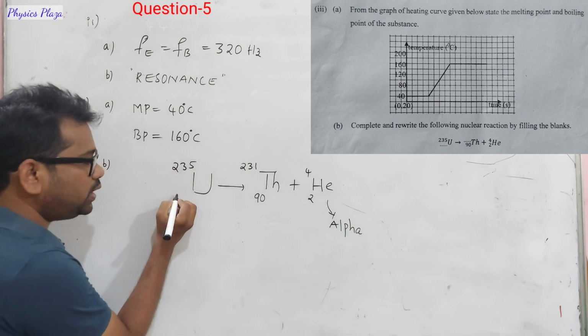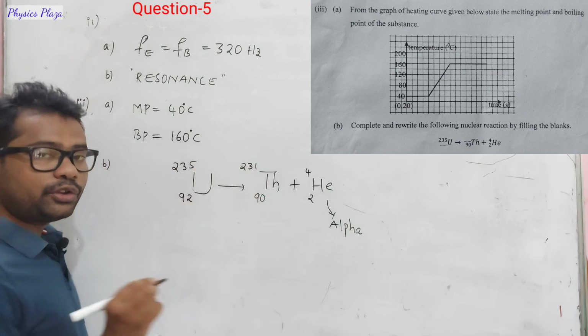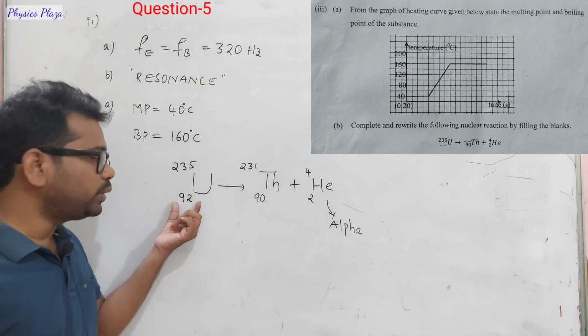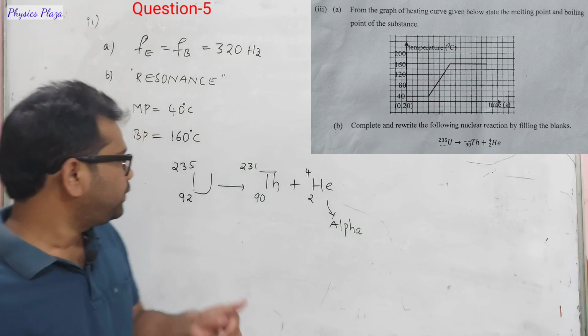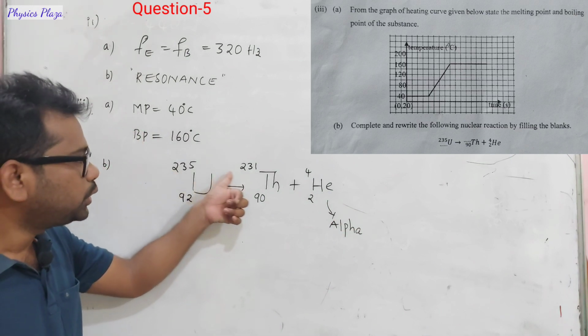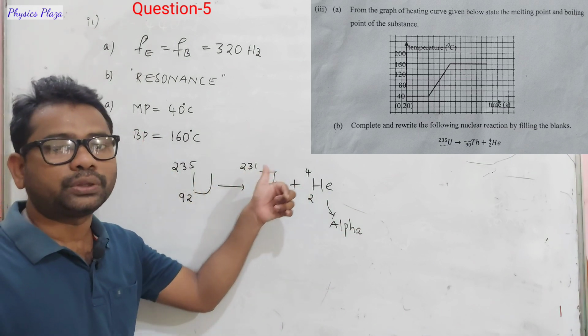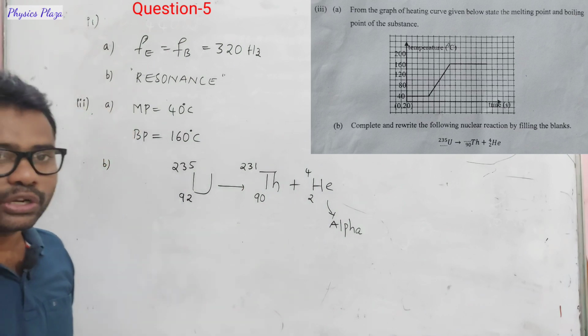Means before, how much should it be? It should be 92. Now you can cross check also. Here 92 on the left side, right side 90 plus 2. Yes, 92. Whereas it is 235, right side 231 plus 4. It is 235. So children, this is question number 5.